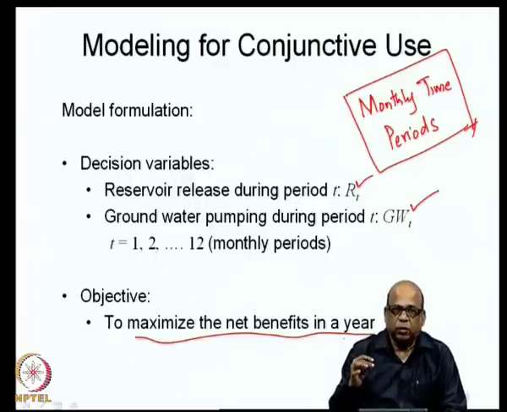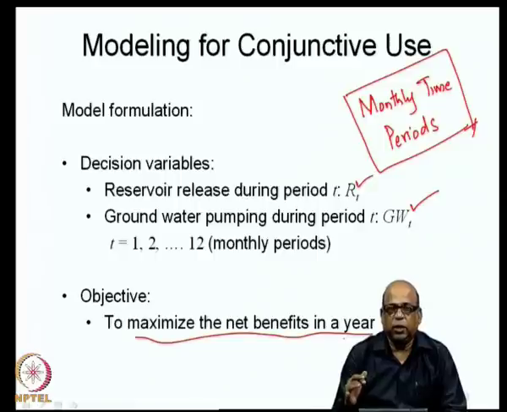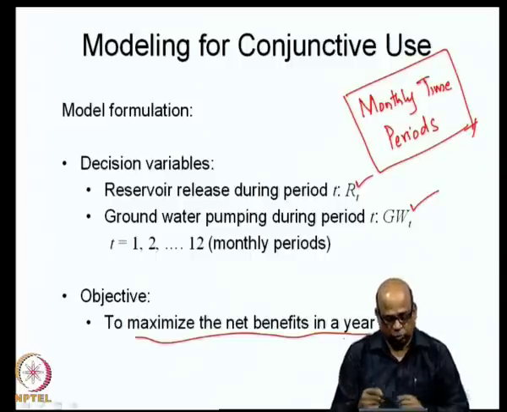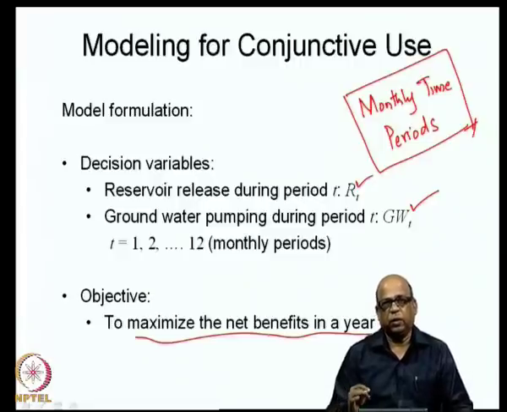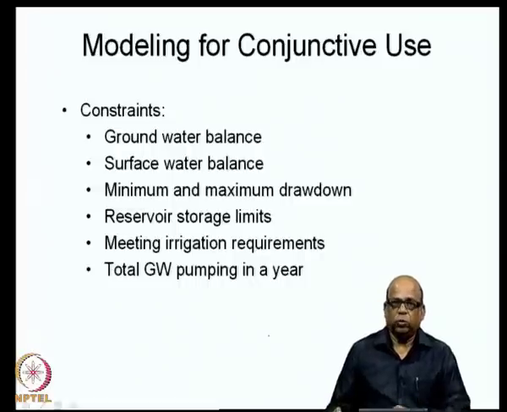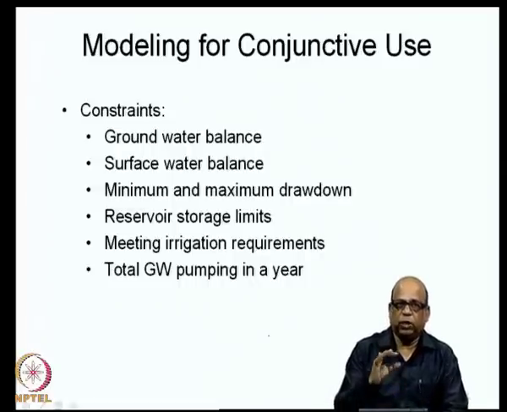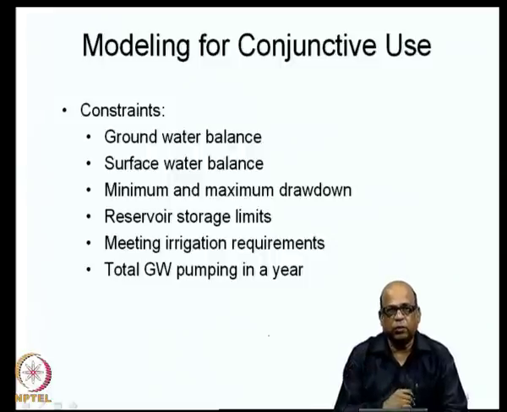Which means what? The amount of water that we apply to the irrigated area in every time period T, both from surface water as well as from groundwater, has a benefit associated with it, and this we will assume that we are able to express in terms of the economic benefits. So, that is why we say that we would like to maximize the net benefits in a year for this conjunctive use system. Then on this we will have to put the constraints. So, we define the objective function, we define the decision variables. Now, there is a set of constraints that we need to look at.